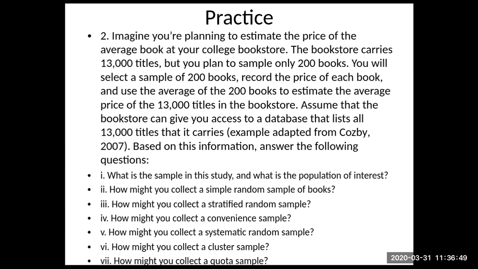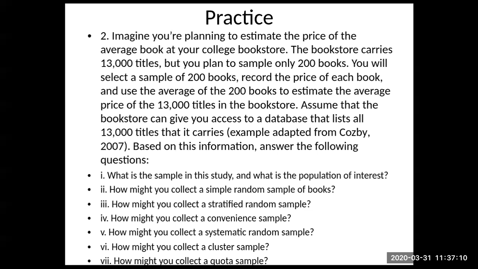How might you collect a convenience sample? Well, shoot, let's just go to the first bookshelf, or we'll just take that list, and whatever the first 200 books are, we'll just use those because, hey, easy. Systematic random sample. Again, every 15 or 20 books.